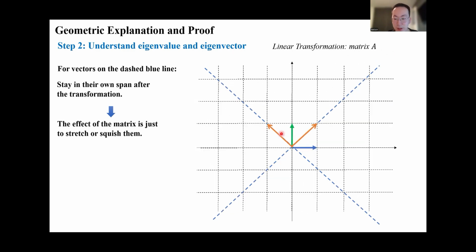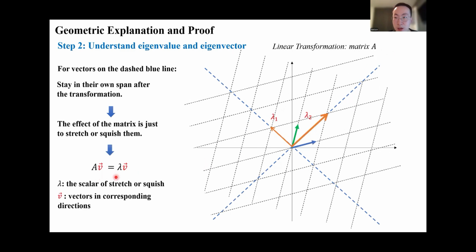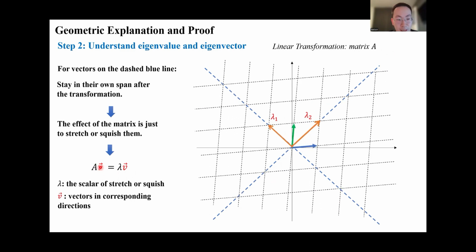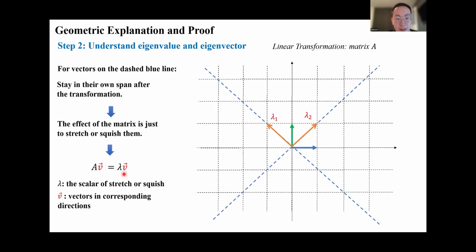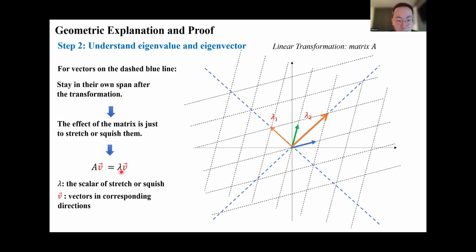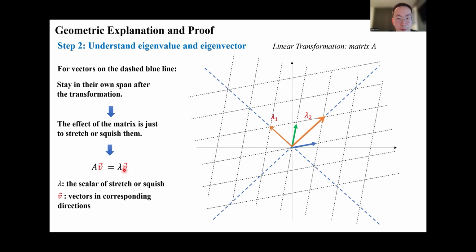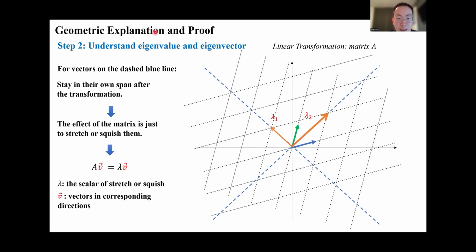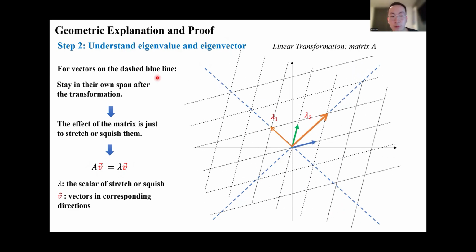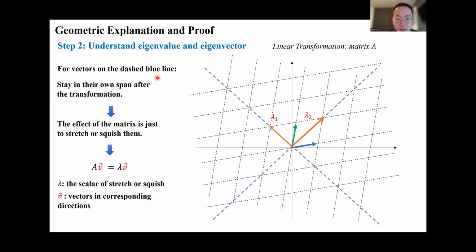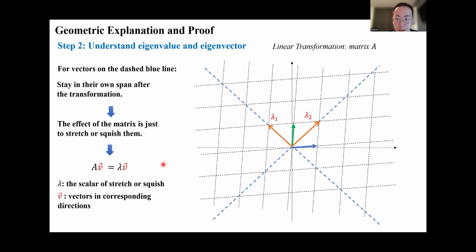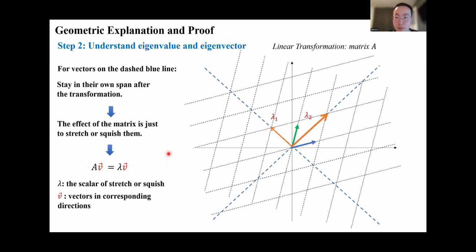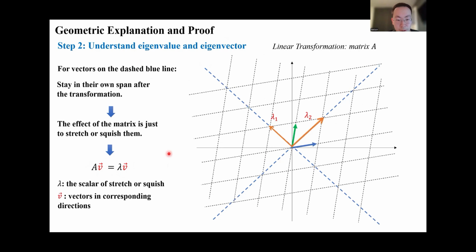They never rotate. Now we recall the definition of eigenvalues and eigenvectors. It says that applying this linear operator A to the vector v is equivalent to multiplying a scalar to this vector v. This vector v is the eigenvector of matrix A, and this lambda is the eigenvalue. So in a word, an eigenvector is a direction that stays on its own span under a linear transformation, and the eigenvalue measures how much the vector's corresponding direction is stretched or squished.